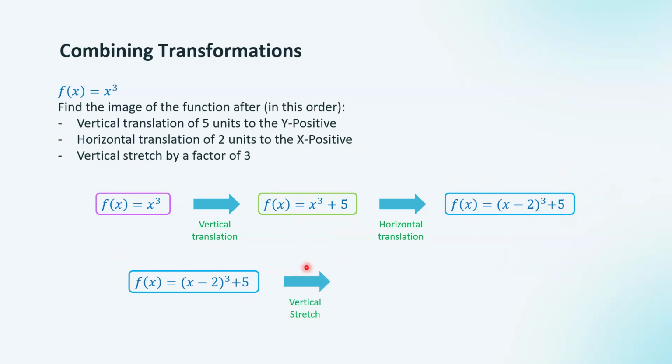So we're going to stretch the function vertically by a factor of 3. Can you try to guess what will happen? It's going to be like this. So you multiply the whole thing by the factor of 3. If you try to change the order, the resulting function might be different. You can try it out yourself, okay?